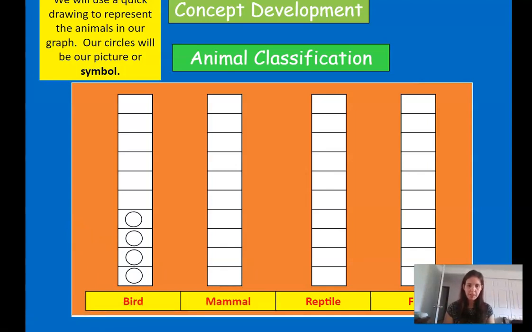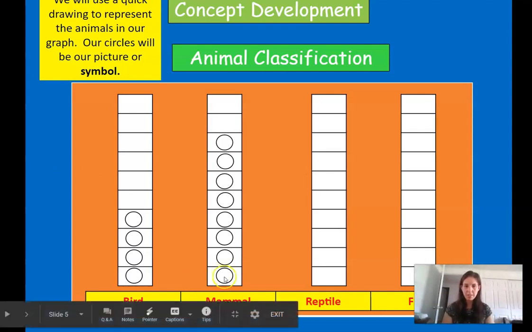So let's see how many birds we have. We have 1, 2, 3, 4 birds. And for mammals we have 1, 2, 3, 4, 5, 6, 7, 8. 8 mammals. Notice how each of the circles is in one box. There's not more than one circle in a box, and we didn't skip any of the boxes. That's important to notice. There's one in each box, one on top of the other, and there are no big spaces in between.